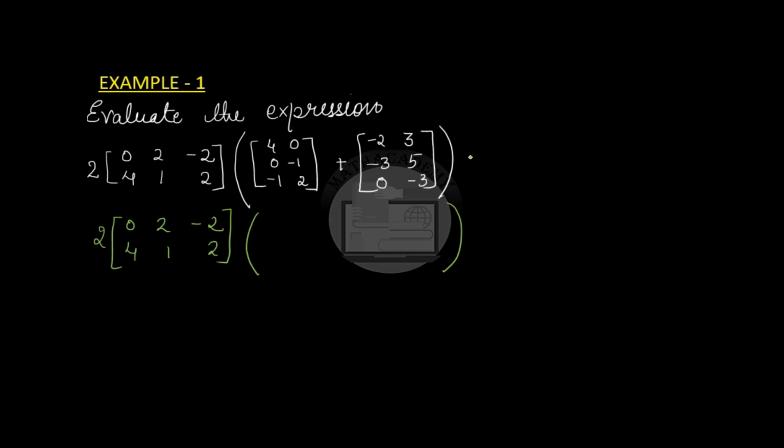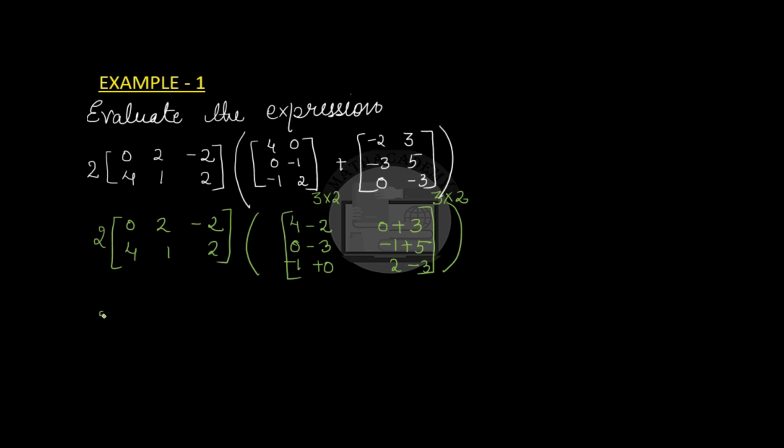The condition for adding two matrices is that their orders should be the same. So there are 3 rows and 2 columns, 3 rows and 2 columns. Orders are the same, so we can add the corresponding elements. So 4 gets added to negative 2, correct? Then 0 gets added to 3, 0 gets added to negative 3, minus 1 gets added to 5, minus 1 gets added to 0, and 2 gets added to minus 3, and this is our resultant matrix.